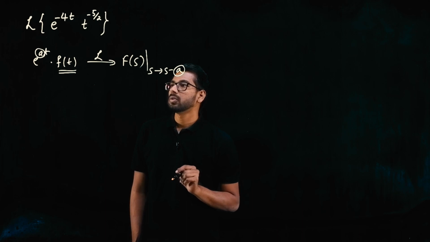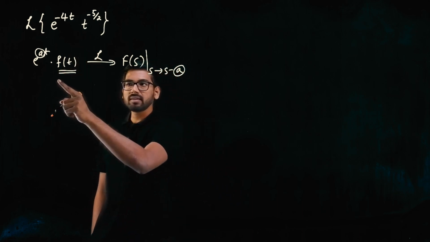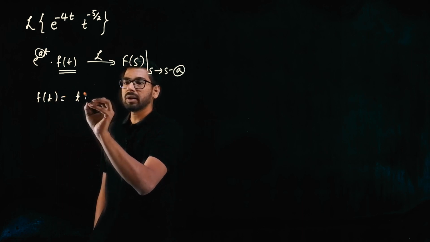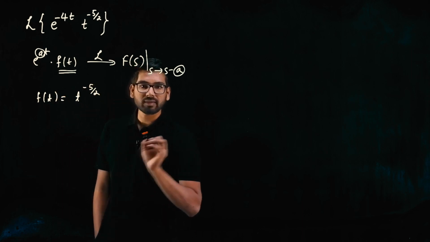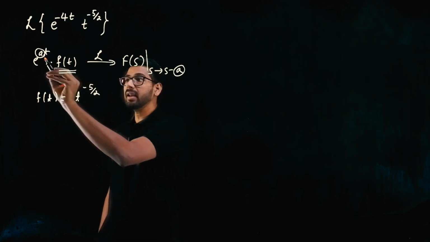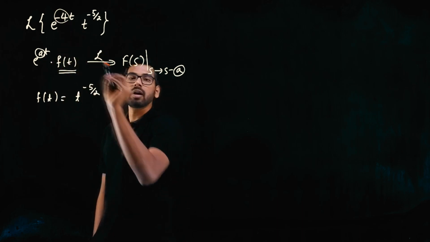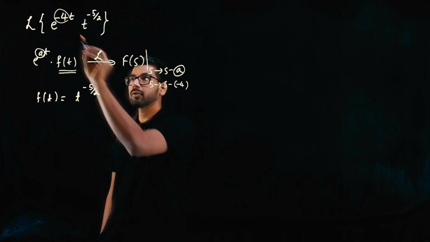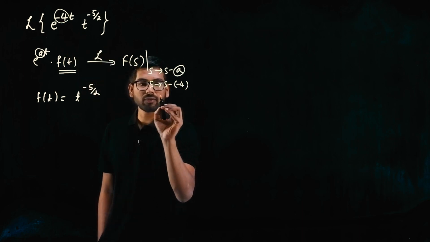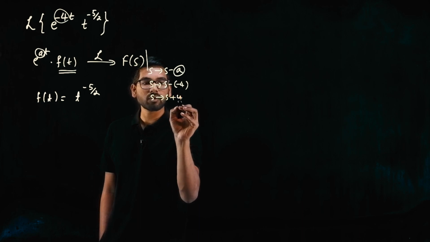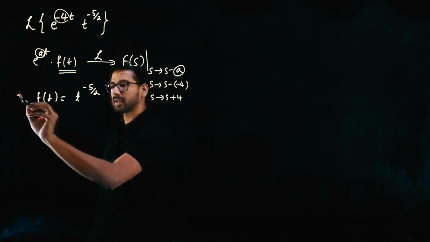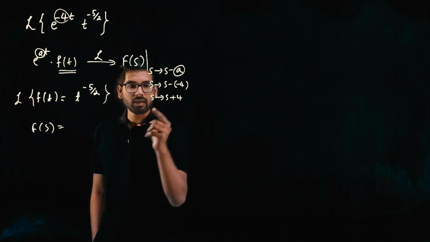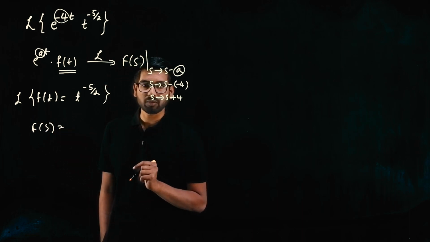So if you compare these two, what is f of t? f of t is t power minus 5 by 2, t power something, some n. And what is a? If you compare these two, a is minus 4. So you have to replace s with s minus minus 4. One minus is from here, another minus is from here. Don't get confused. So we have to replace s with s plus 4. First find f of s here. Taking the Laplace transform of this will give me f of s, and then replace s with s plus 4.